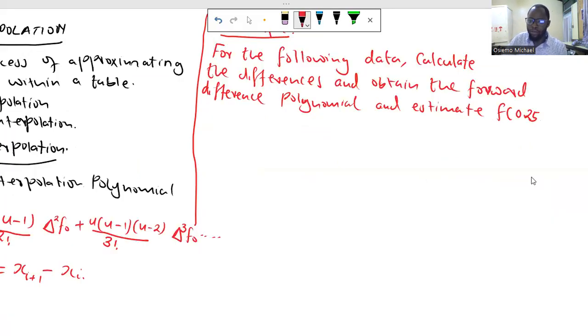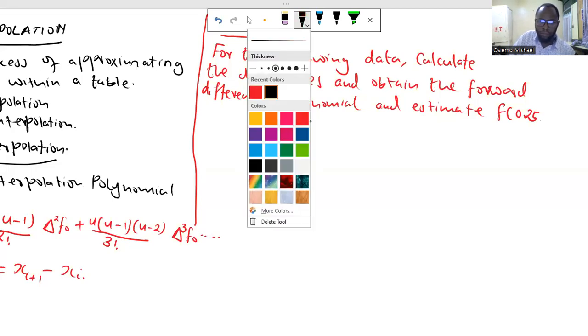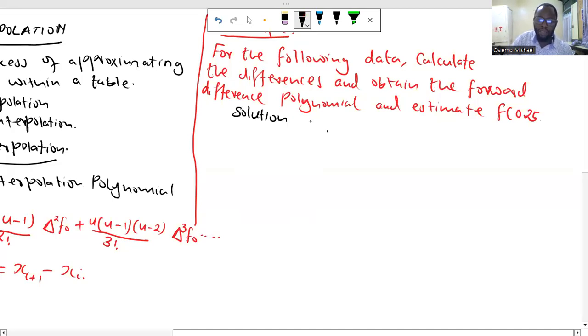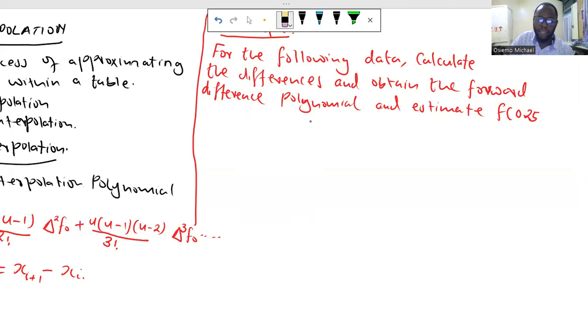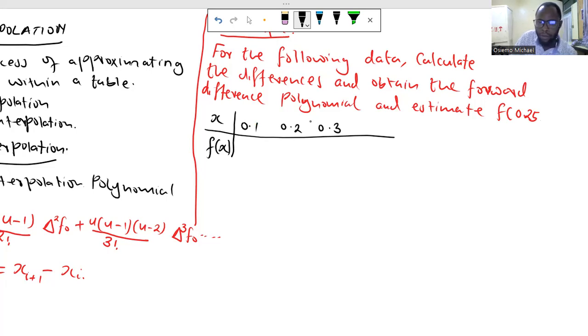Now, let's look at the solution. How do we do this? Let us first of all have the data. We have x and f of x. For x, we have 0.1, 0.2, 0.3, 0.4, and 0.5. For f of x, we have 1.4, 1.56, 1.76, 2.0, and 2.28.